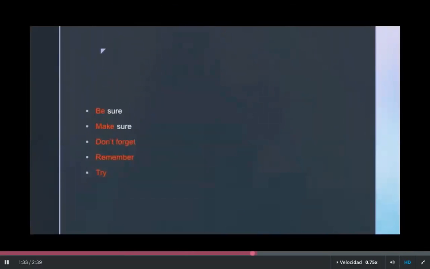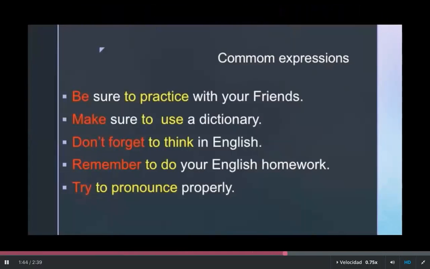We will leave you now with some common expressions we use as imperatives to give suggestions. Be sure, make sure, don't forget, remember, try. Let's make examples using these expressions. Be sure to practice with your friends. Make sure to use the dictionary. Don't forget to think in English. Remember to do your English homework. Try to pronounce properly.